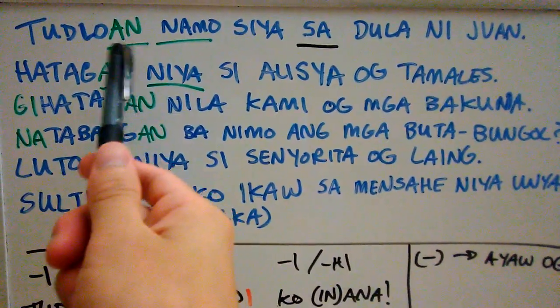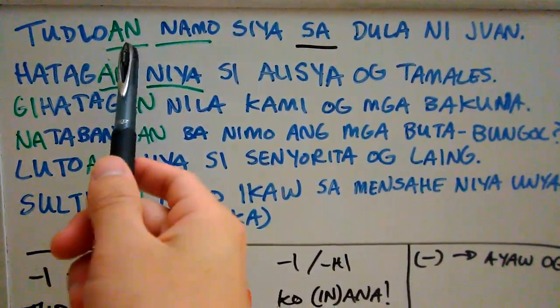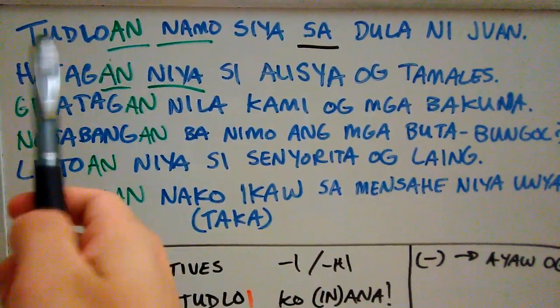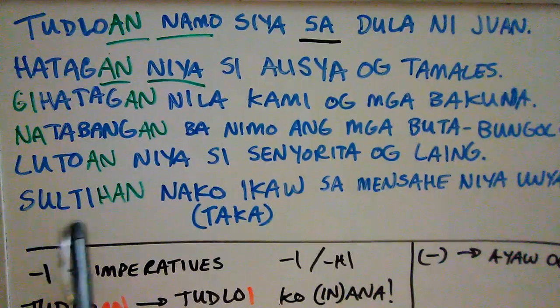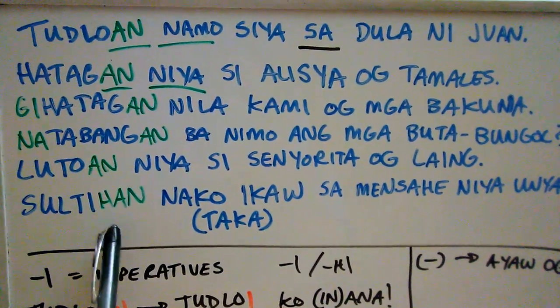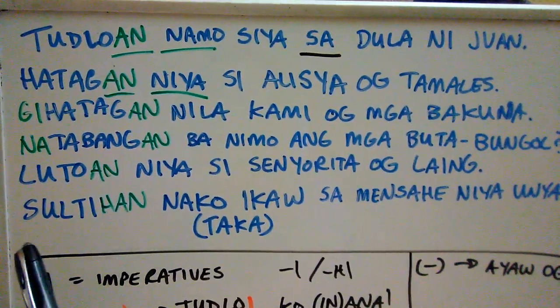So tudlo doesn't need to use the H. We can just put an in there because the stress starts where the glottal stop is. Tudlo an. Whereas sulti doesn't end in a glottal stop, so we have to put a consonant there, an H. Sultihan. There you go.